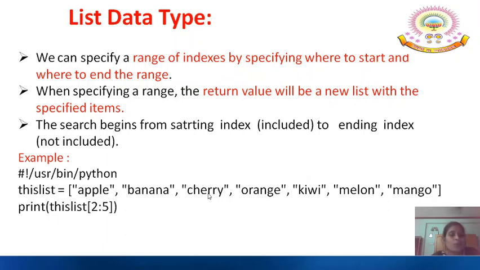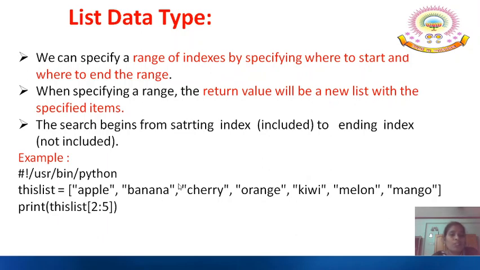This list of 2 is considered. This list of 3 is considered. This list of 4 is considered. This list of 5 is not considered, and this list of 6 is also not considered because we are using the range, starting range is 2, that is 0, 1, 2.